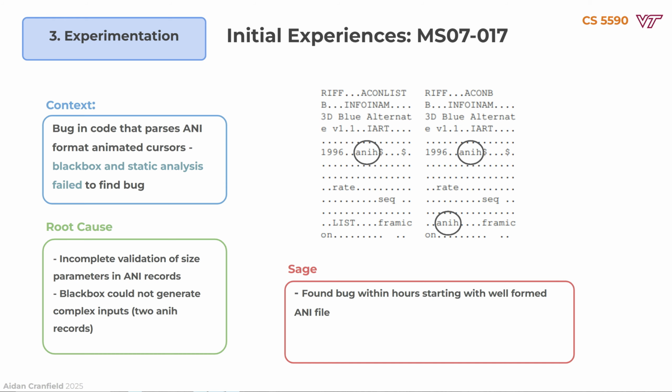Now, what Sage did is it found the bug within hours, starting with a well-formed ANI file, which is on the left. You can see there are two files, the one on the left. And then it systematically explored the execution paths without prior knowledge of the ANI file.